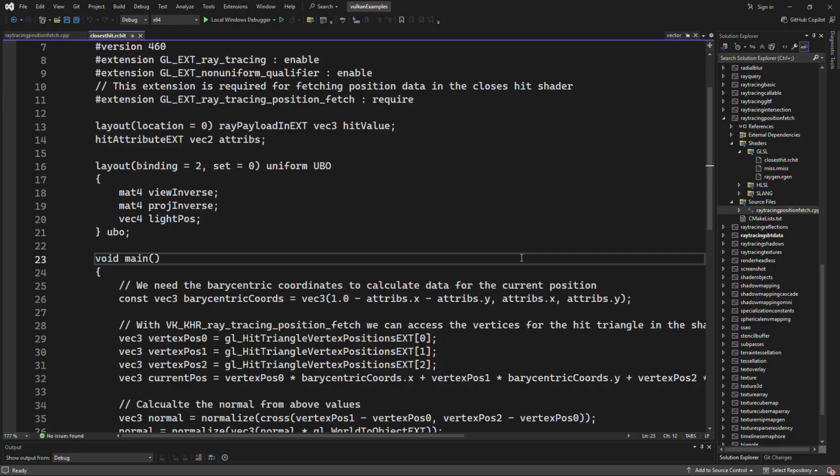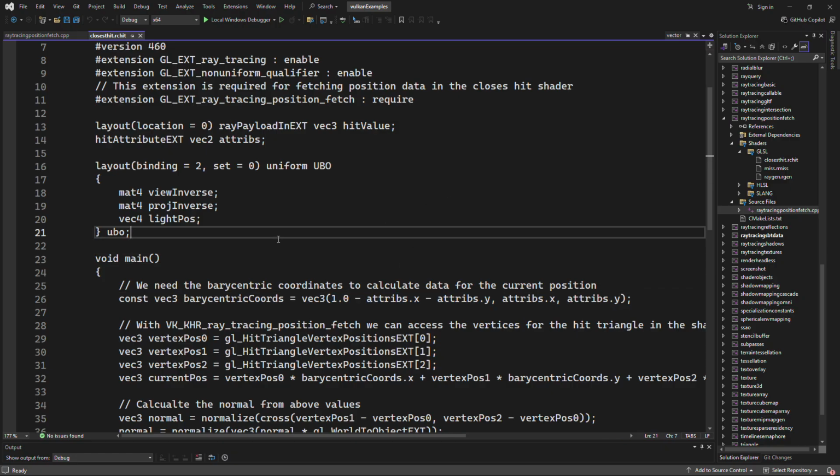Remember in mathematics, guys, you can only have one unknown, and you try and solve for that one unknown. So we have our X and we have our Y, and we can solve for our Z. Don't ask me why the powers that be made it this way, but this hitAttributeEXT is what allows us to get the barycentric coordinates into our shader, and then we can calculate stuff and do stuff with it.